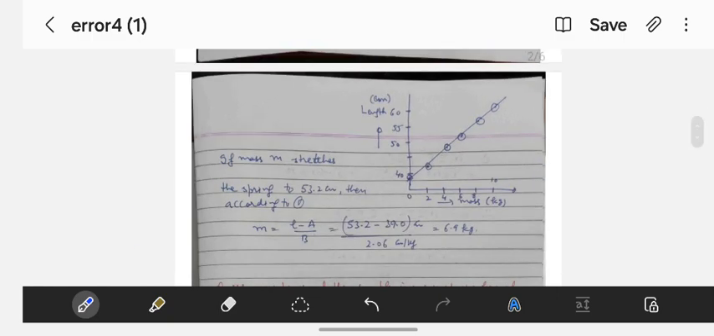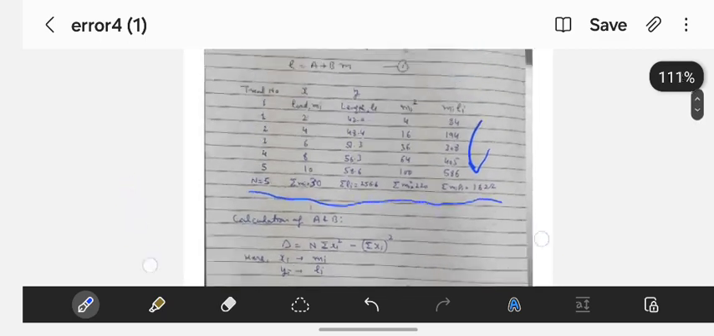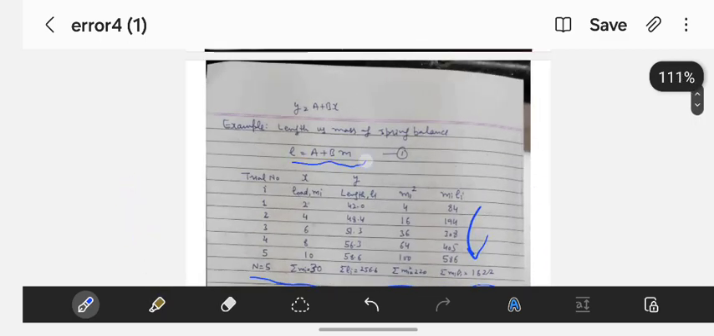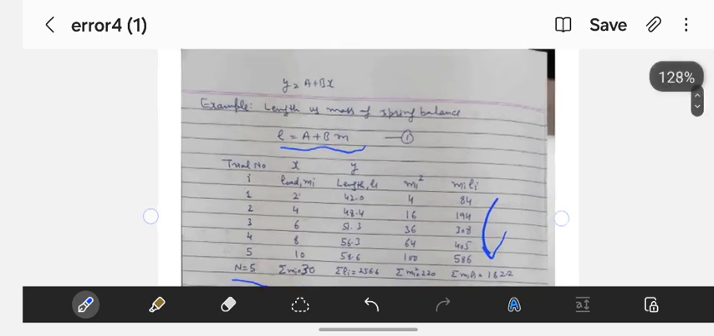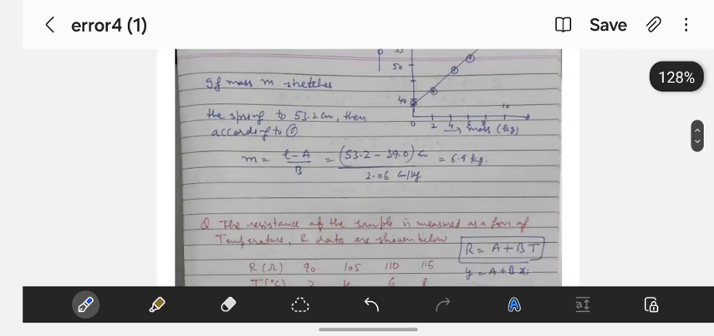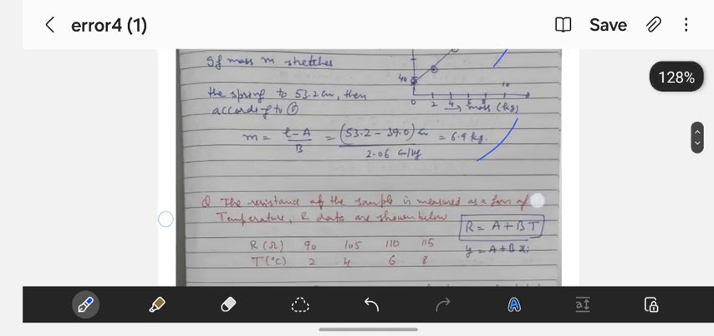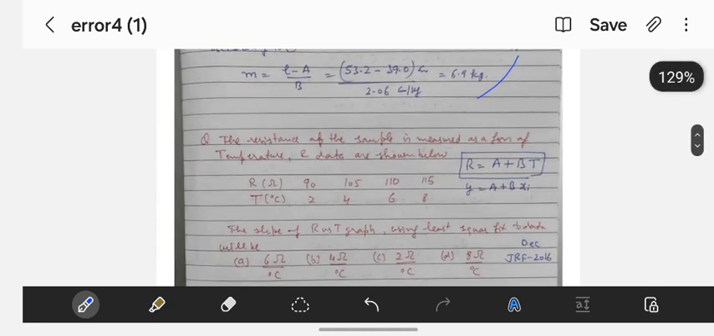So in the question it was asked that if the spring is stretched to 53.2 centimeters, then what will be the mass? So you can use the formula from here. You know that m equal to L minus a divided by b. So just substitute the a and b, and L is given as 53 centimeters. You will get the mass. That will be 6.9 kg. So here is the fitted curve. This least square fit curve is called the best fit curve actually.